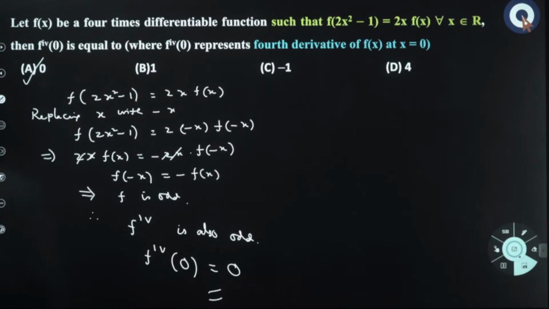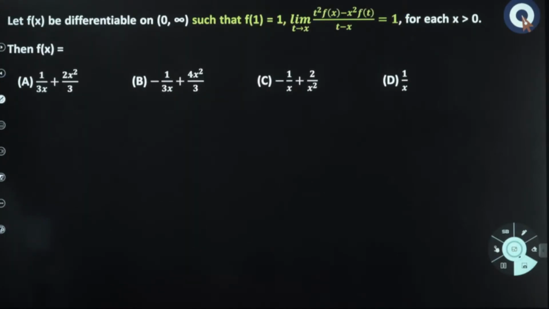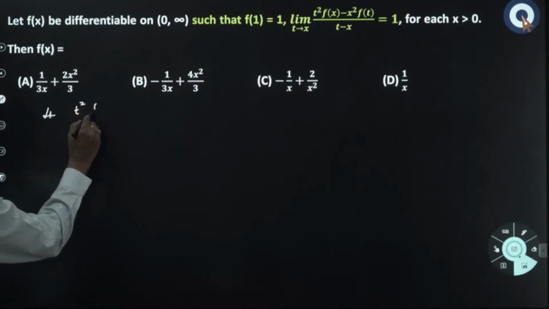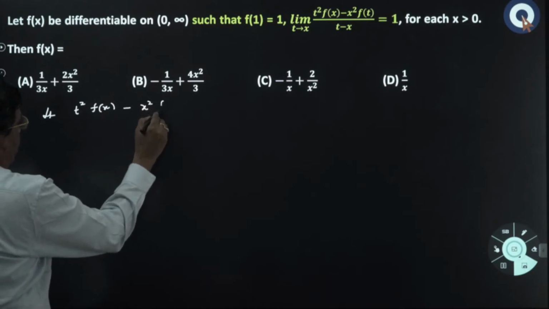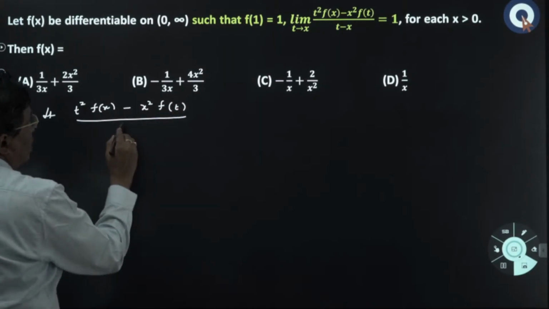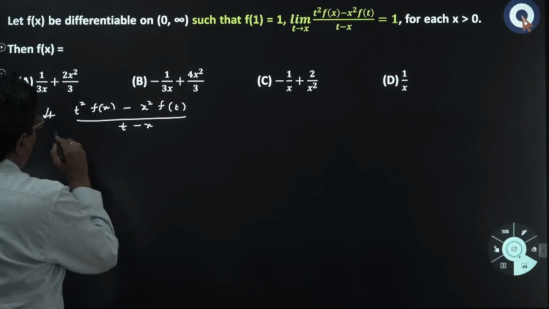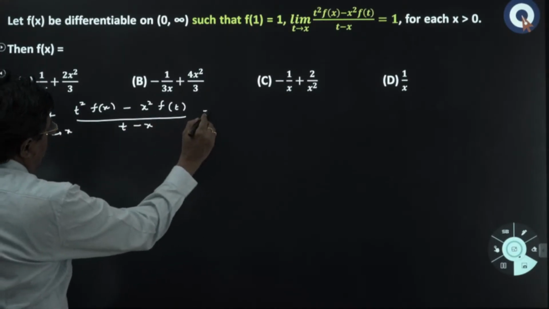Okay, all right. Okay, next. Let f(x) be differentiable on 0 to infinity such that f of 1 is equal to 1, limit of this much, t square into f(x) minus x square into f of t by t minus x as t tends to x is equal to 1. This is what is given.